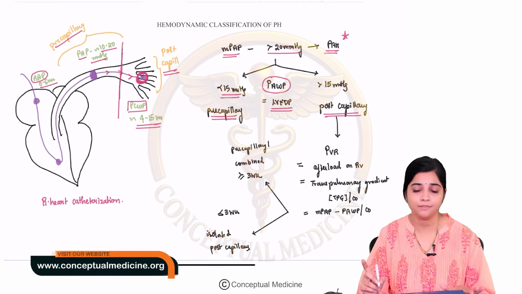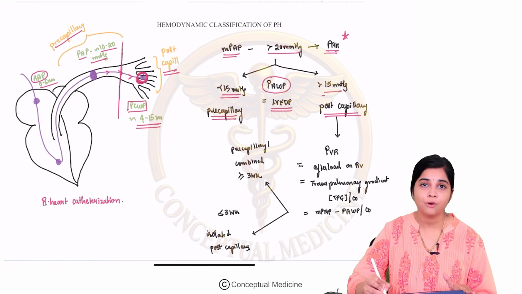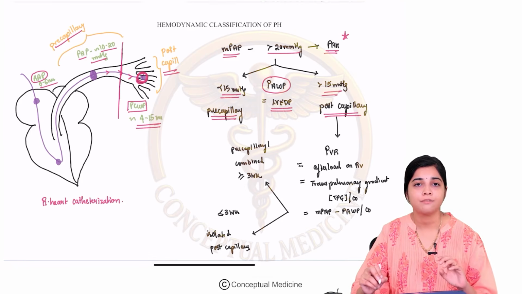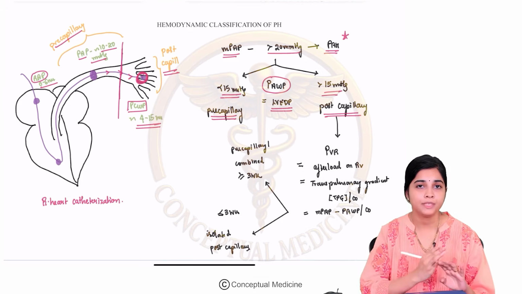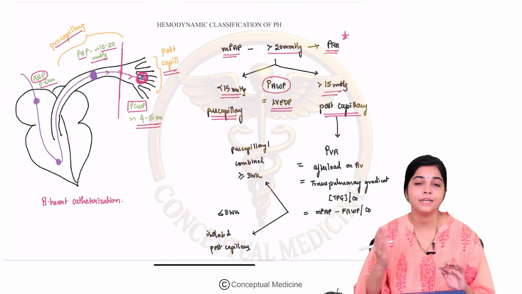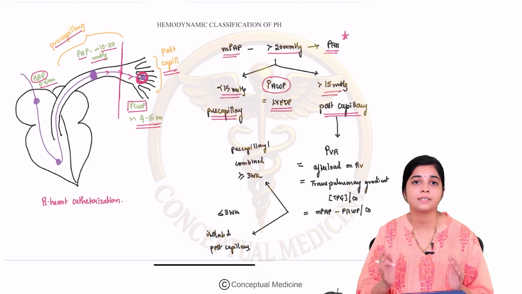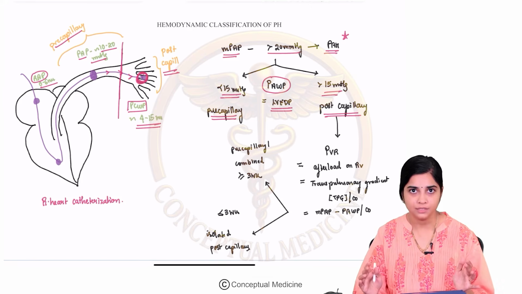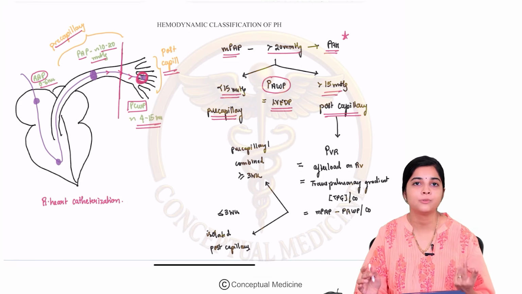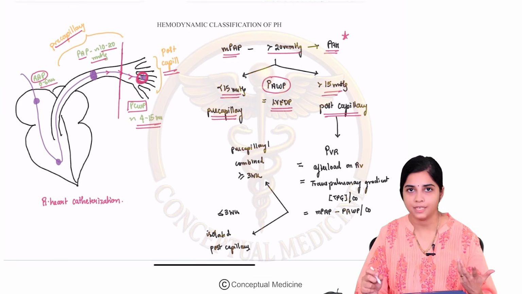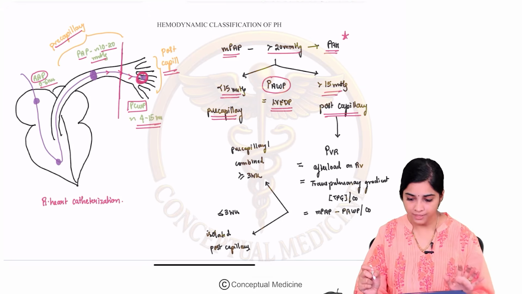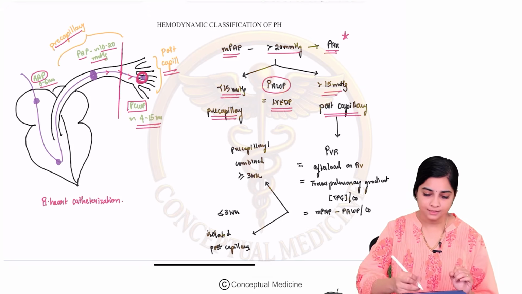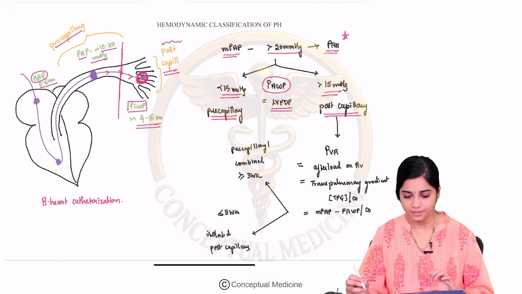If the pulmonary capillary wedge pressure is more than 15, what does it indicate? The pulmonary artery wedge pressure is a representative of the LV end diastolic pressure. So if the PCWP is increased, the LV end diastolic pressure is increased, which means that it is a problem with the LV or a problem with the heart. So this means that directly it is a group 2 pulmonary hypertension, or pulmonary hypertension due to left heart disease. Okay, fine. So this also means that this is a post-capillary hypertension.